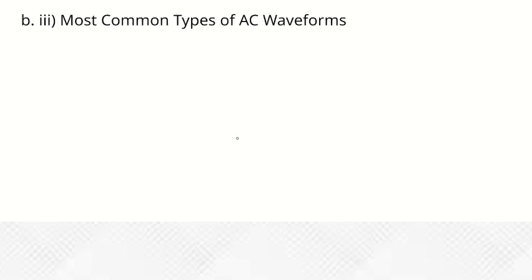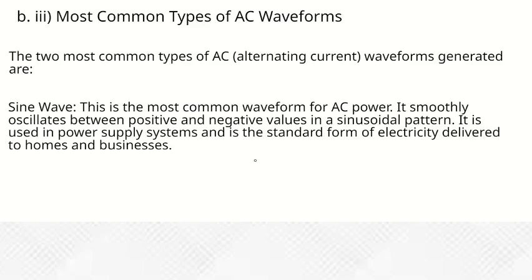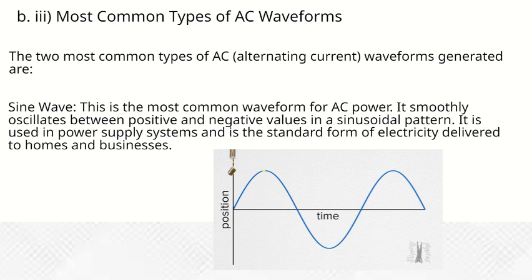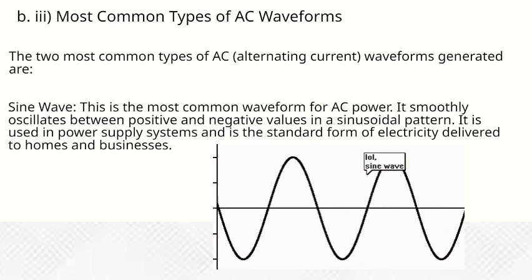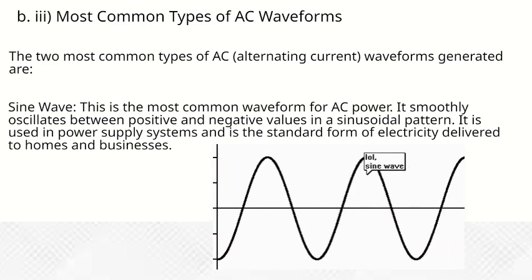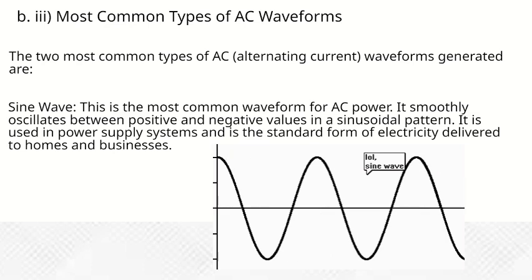Now, part 3 says that we're to name the most common types of waveform. The two most common types of AC or alternating current waveforms generated are the sine wave, which is the most common waveform for AC power. It smoothly oscillates between the positive and the negative values in a sinusoidal pattern. It is used in a power supply and is the standard form of electricity delivered to homes and businesses.